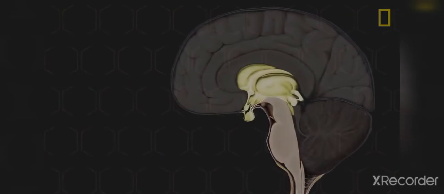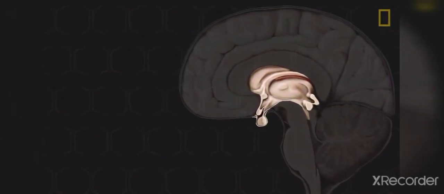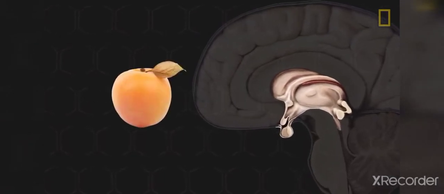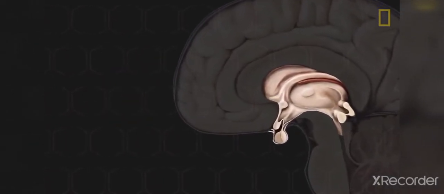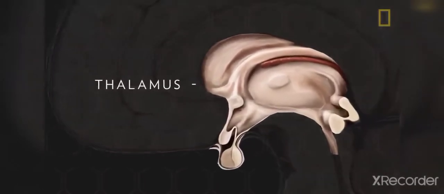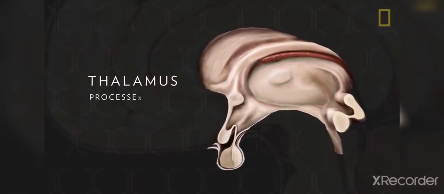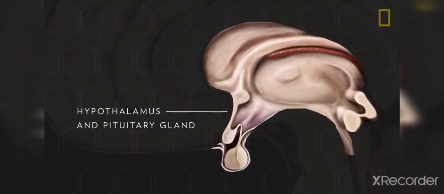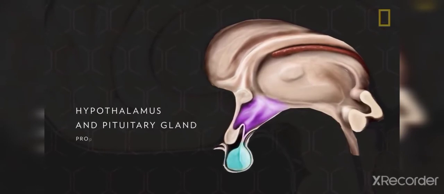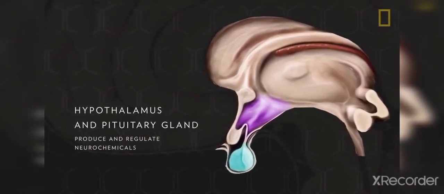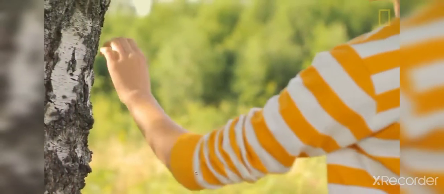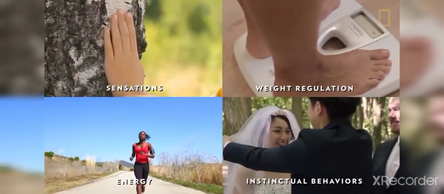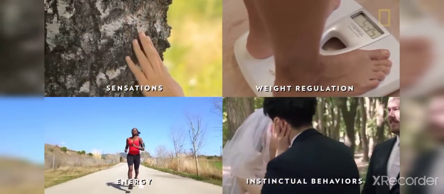The fourth region is located above the brainstem and makes up the core of the brain, the diencephalon. About the size of an apricot, the diencephalon is a grouping of several structures. The thalamus, which processes and transmits information from all senses except smell, and the hypothalamus and pituitary gland, which work together to produce and regulate neurochemicals. These structures help govern sensations, weight regulation, energy, and instinctual behaviors, such as eating, drinking, and having sex.